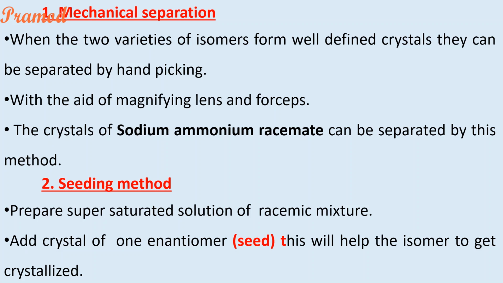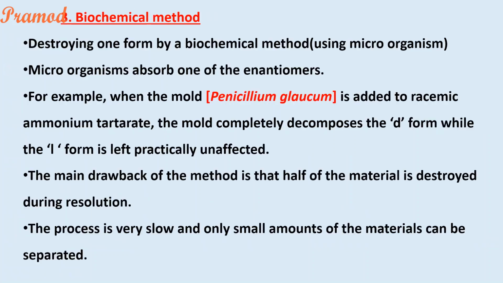Now let's go for the third. The first one is mechanical, using tweezers. You check the change in crystal structures, you can see it on the microscope and you can separate it. That's mechanical. Next is seeding. You put your pure enantiomer into a supersaturated racemic mixture, so one of the enantiomers separates out. That's one of the methods.